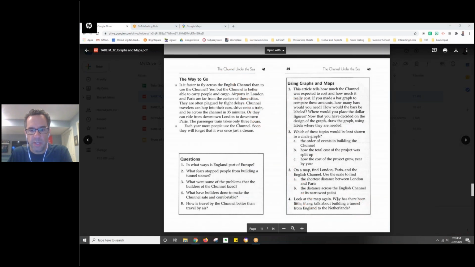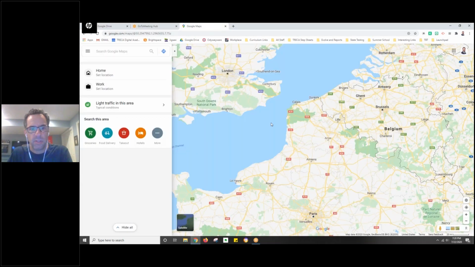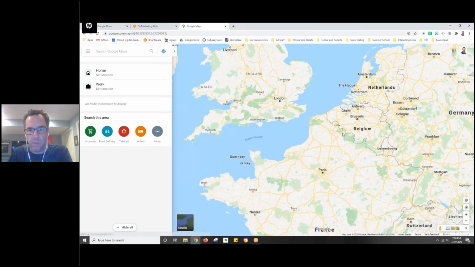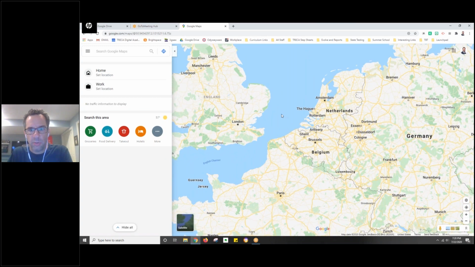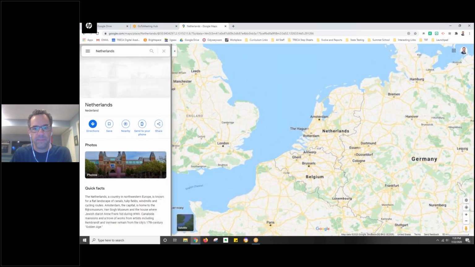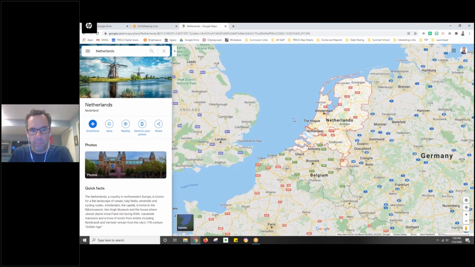Let's erase. And then it says, look at the map. Why has there been little, if any, talk about building a tunnel from England to the Netherlands? So you would have to do England to the Netherlands. And if you're not sure where the Netherlands is, you can always type it in here, Netherlands, and then it highlights it for you. So it says, why hasn't there been much talk about another channel from England to the Netherlands?